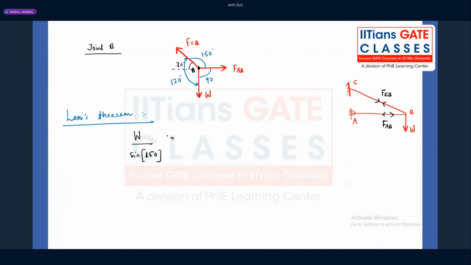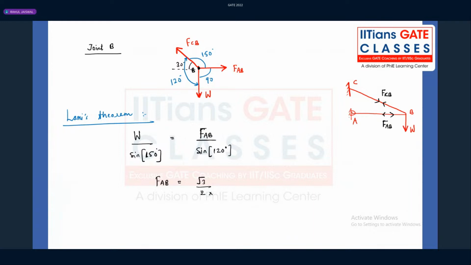What about the force AB? If you are considering the force AB, then you need to take sine of the angle between the two other forces, which is nothing but 120 degrees. No need to find the force in the member CB because it is not required. So what about force AB here? If you calculate force AB, sine 120 is nothing but root 3 by 2.